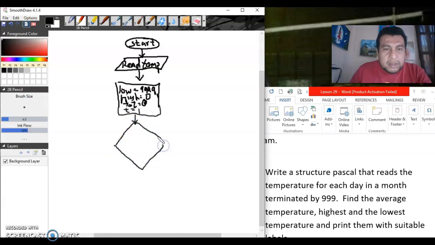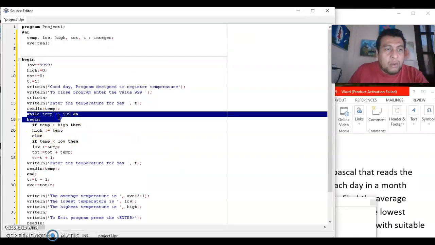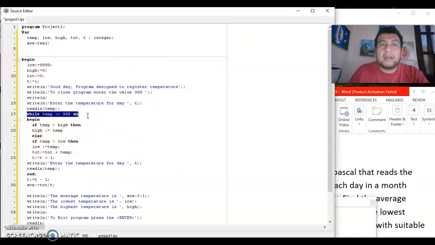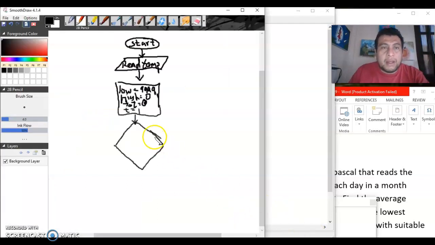A while loop is also represented in a diamond, and contrary to what we have in the algorithm or in the program, saying while temperature is not equal to 999, do, in the flowchart you do the opposite, saying that it equals 999. That's the terminating value, 999. Once it is equal, then it should terminate. But once it is not equal, then do the following.